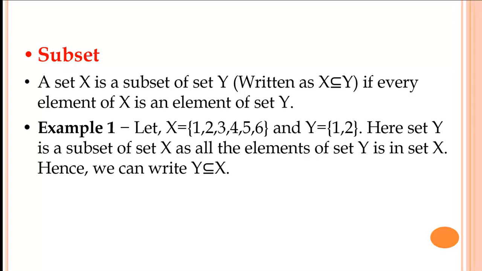For example, X is a set which includes the 6 numbers 1 to 6, and Y is the set which includes 1 and 2. Here we can say that Y is a subset of X. Why? Because all the elements of Y, which are 1 and 2, are included in the set X, that is 1, 2, 3, 4, 5, 6. Since all the elements of Y are present in the set X, we can write that Y is a subset of X. This is the concept of a subset.